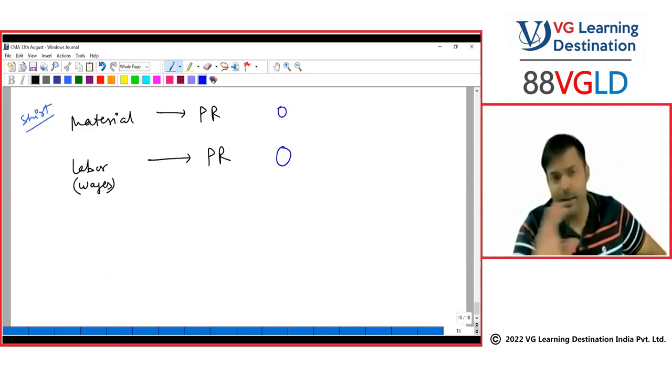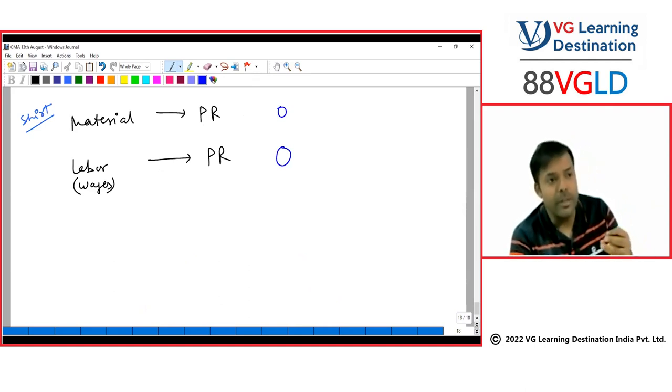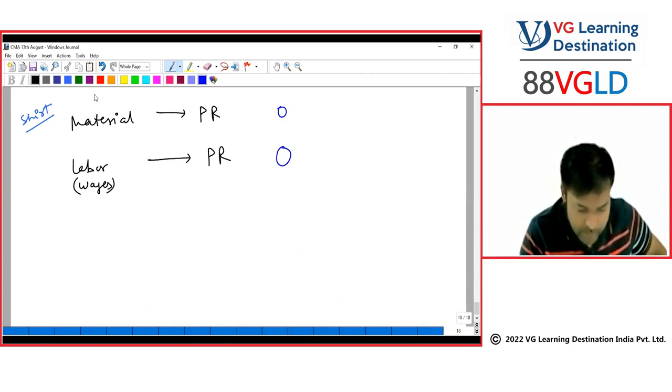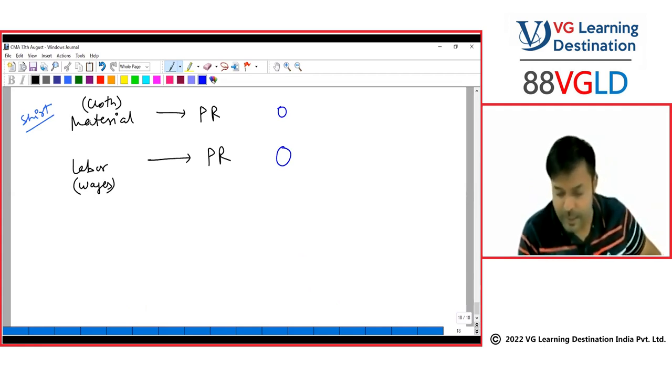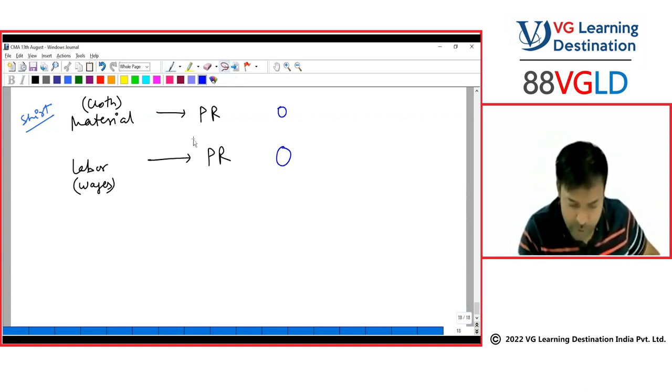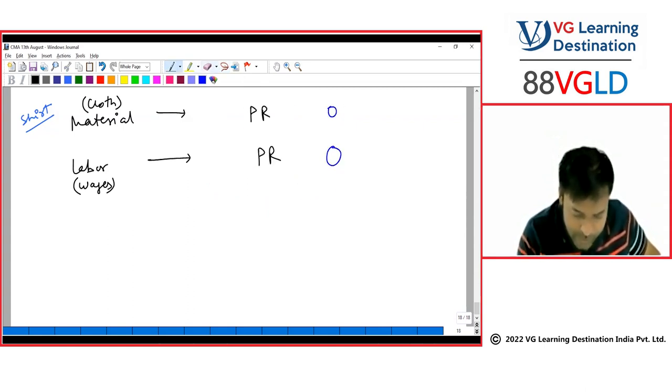Okay, so here we are classifying that. Say we are into the business of making shirts. Any material or cloth you are using for making the shirt, is it going to be product cost or period cost? That means, is it related with your manufacturing or not? It's related with your manufacturing, so it is going to be product cost, right?